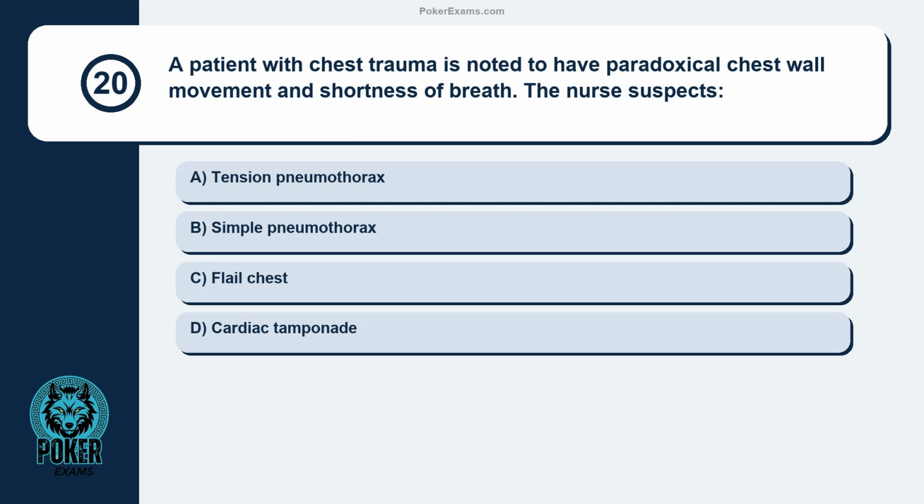Question 20. A patient with chest trauma is noted to have paradoxical chest wall movement and shortness of breath. The nurse suspects tension pneumothorax, simple pneumothorax, flail chest, cardiac tamponade.